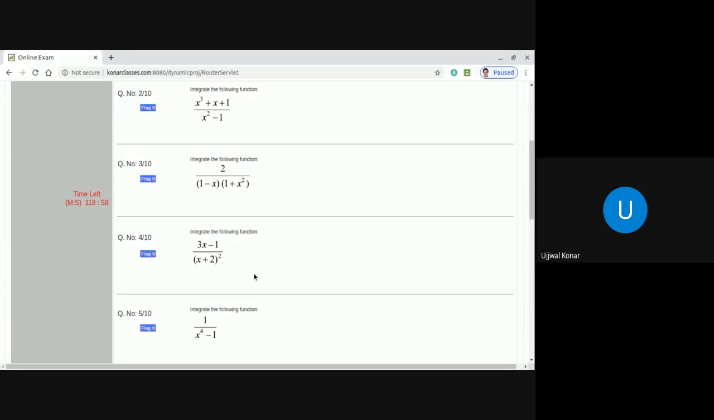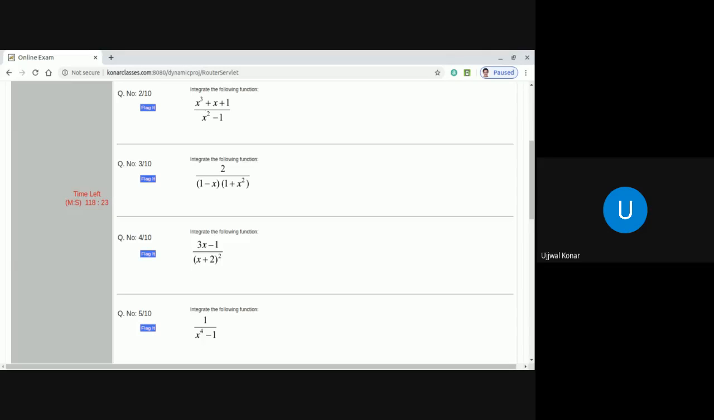Perfect, perfect. Then what happened? After that I wrote 3x minus 1 equals a into x plus 2 plus b. After that I took x equals minus 2. Before that, let me ask you a question. Once you represent this as a by x plus 2 plus b by x plus 2 whole square, did you find the value of a and b? I could find only b. I got b equals minus 5.